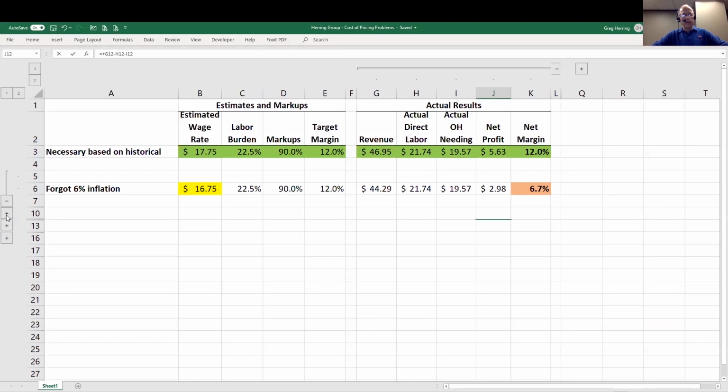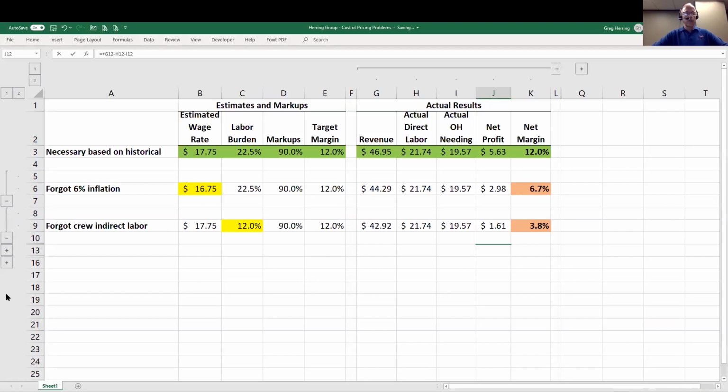Now, why don't we click on line 7 again? All right, so what if we forgot about crew indirect labor, right? Some clients have indirect labor above the gross profit line, and the only way to get that into a job is to put it in burden. So that's why that burden was at 22.5%, but they forgot about that, and I've had this happen more than once, and they calculated burden at 12%. So again, a big change in net margin. It goes from 12 to 3.8. Let's click on line 10, Patrick.